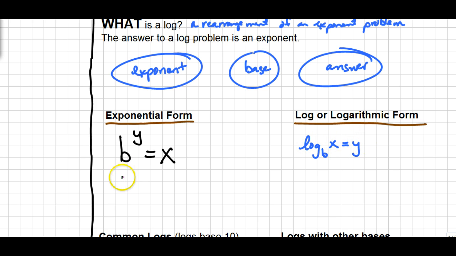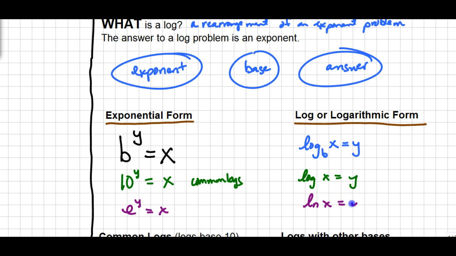There are other types of logs that students need to be comfortable doing. The next type is called a common log. Common logs have base 10. So if you're working with a log problem and there's no base given or no base listed, you can assume that it's a base 10 problem. The last type that we're going to get to in a future lesson is logs base e. If a log has a base e, it's actually called a natural log. And again, there's no base listed for those.